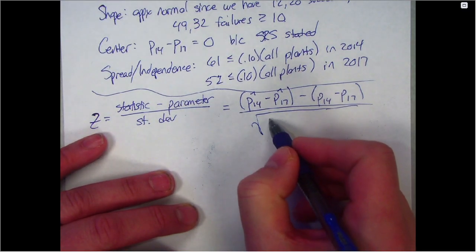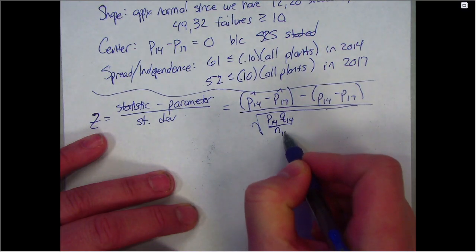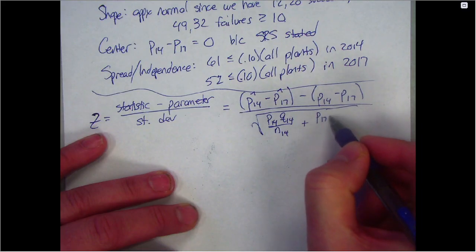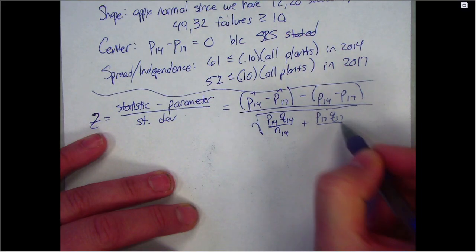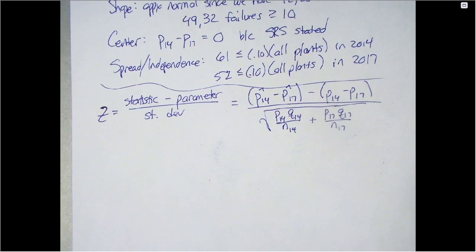So then it's the PQ over N thing, but twice. So P14, Q14 over N14, and then P17, Q17 over N17. I feel like I should use A and B as the 14 and 17 now. It looks extra confusing. I don't know. Is that extra confusing or not really? That's fine.